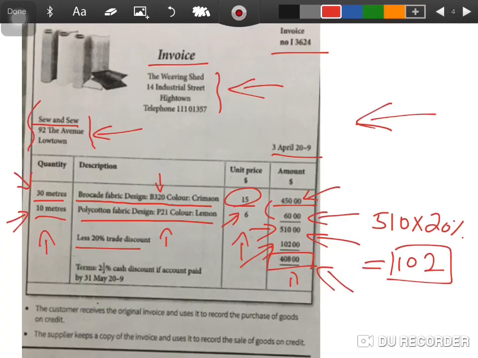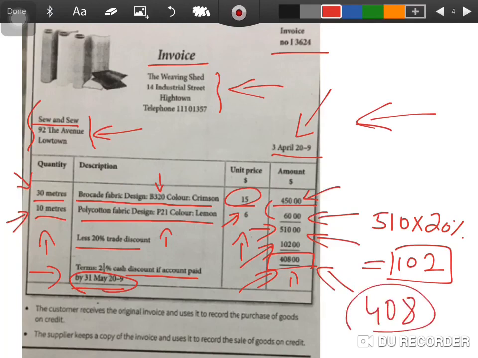You see, there are terms written in the invoice as well. 2.5% cash discount if account paid by 31st May, right? So these are the terms. So I'm selling them goods on 3rd April, and I have also decided terms with them that if they end up paying me this amount 408 by this date 31st May, then I'm going to give them a further 2.5% cash discount. Now they owe me 408, right? So that discount will be applicable on this figure. Okay, so this is how an invoice is made usually.